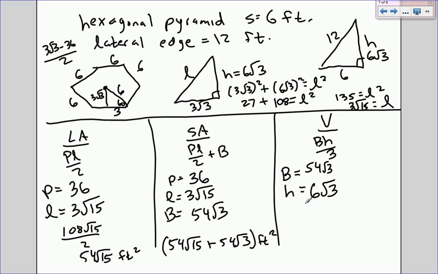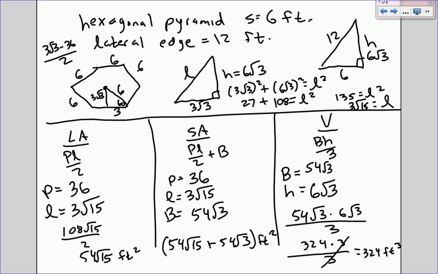And then finally here, we're going to do area of the base times the height divided by 3. Well, 54 times 6 gives me 324. Root 3 times root 3 is 3, divided by 3. Those cancel, so you get 324 feet cubed.